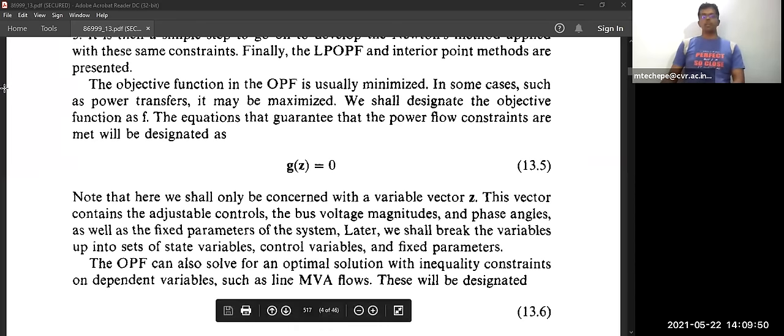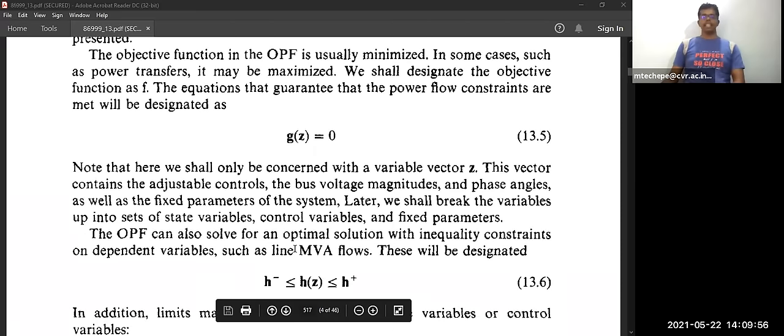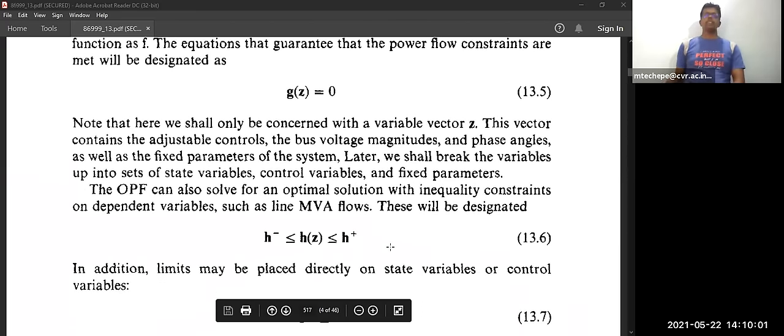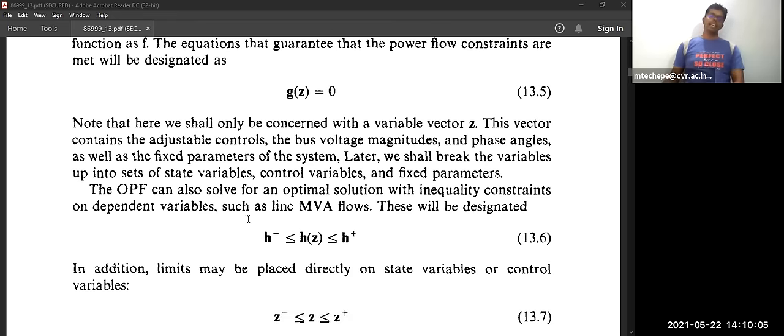Next, OPF can also solve for the optimal solution with inequality constraints on dependent variables such as line MVA flows. Line MVA flows are taken here as h minus less than or equal to h of z less than or equal to h plus. So the MVA flows we have taken as h.